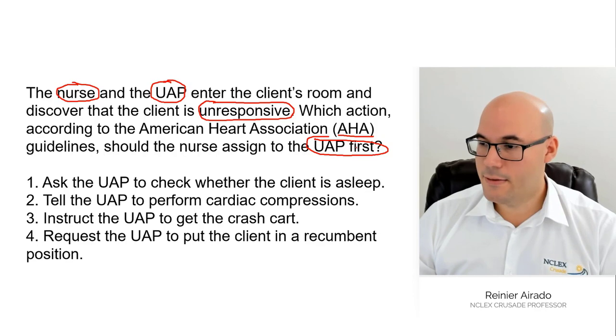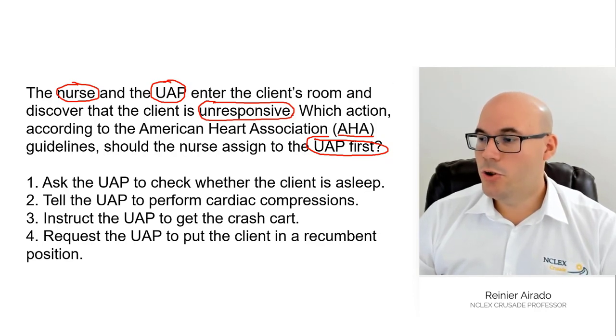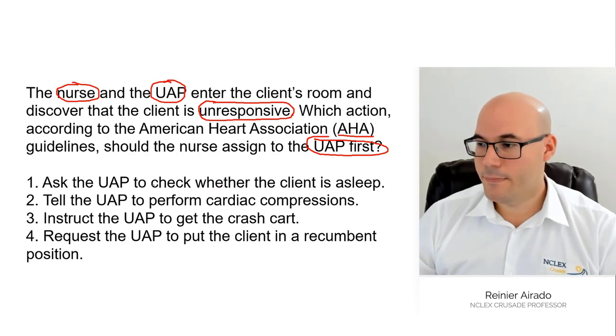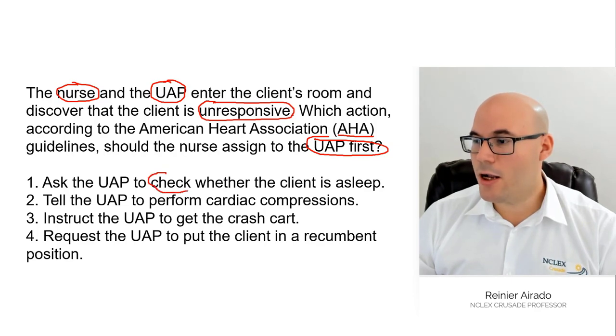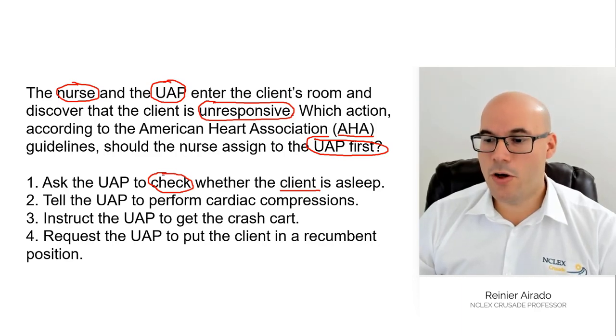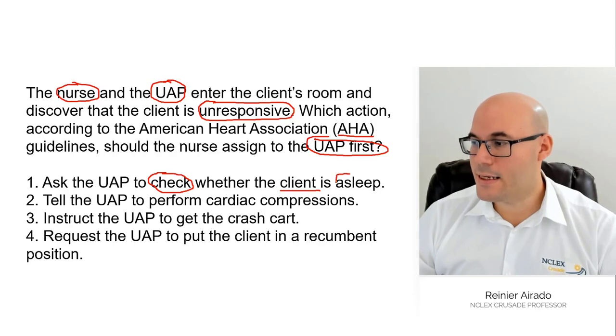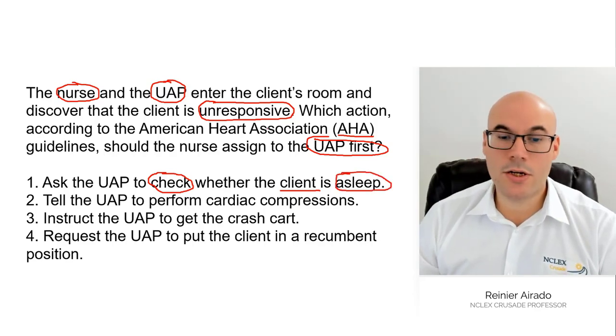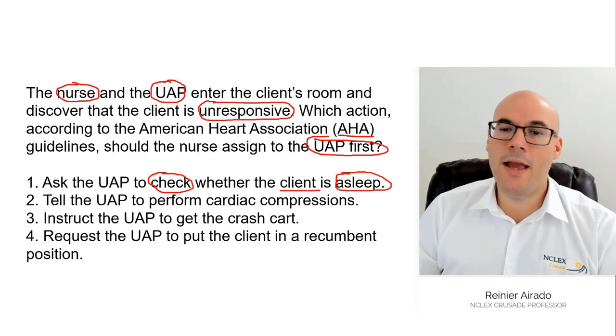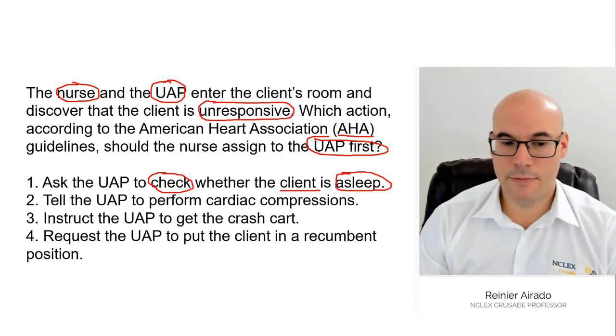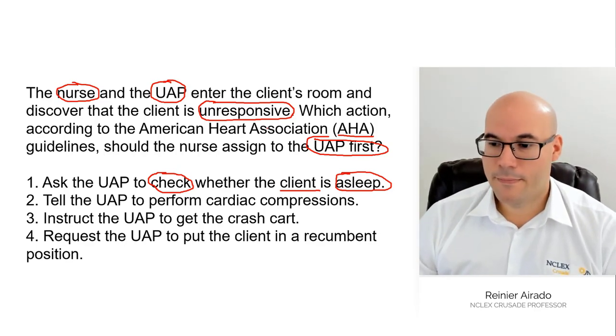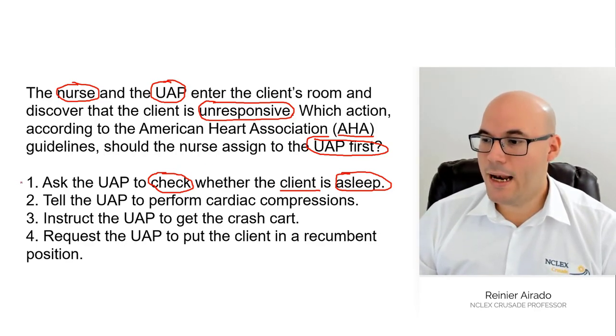Answer number 1 says, ask the UAP to check on whether the patient is asleep. For the UAP to check on the patient, she's doing an assessment. And we know that based on delegation guidelines, UAP cannot do assessment. And also it is unnecessary because in the stem of the question, we were informed that the patient is unresponsive, not sleeping. So number 1, we can eliminate.